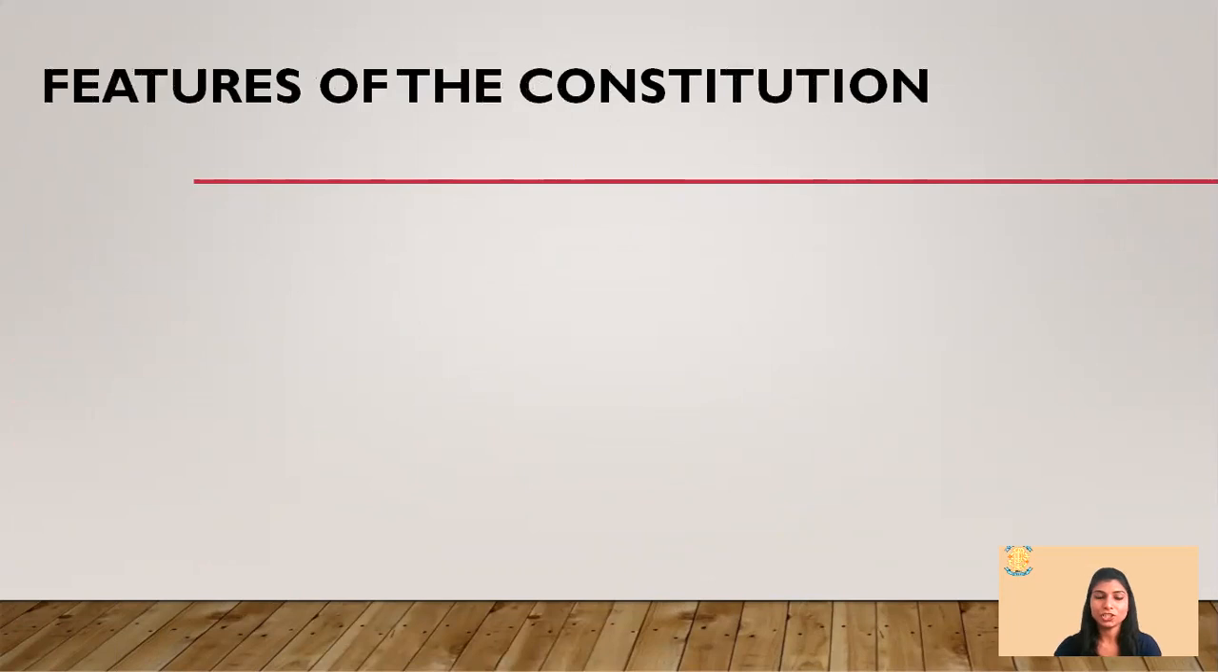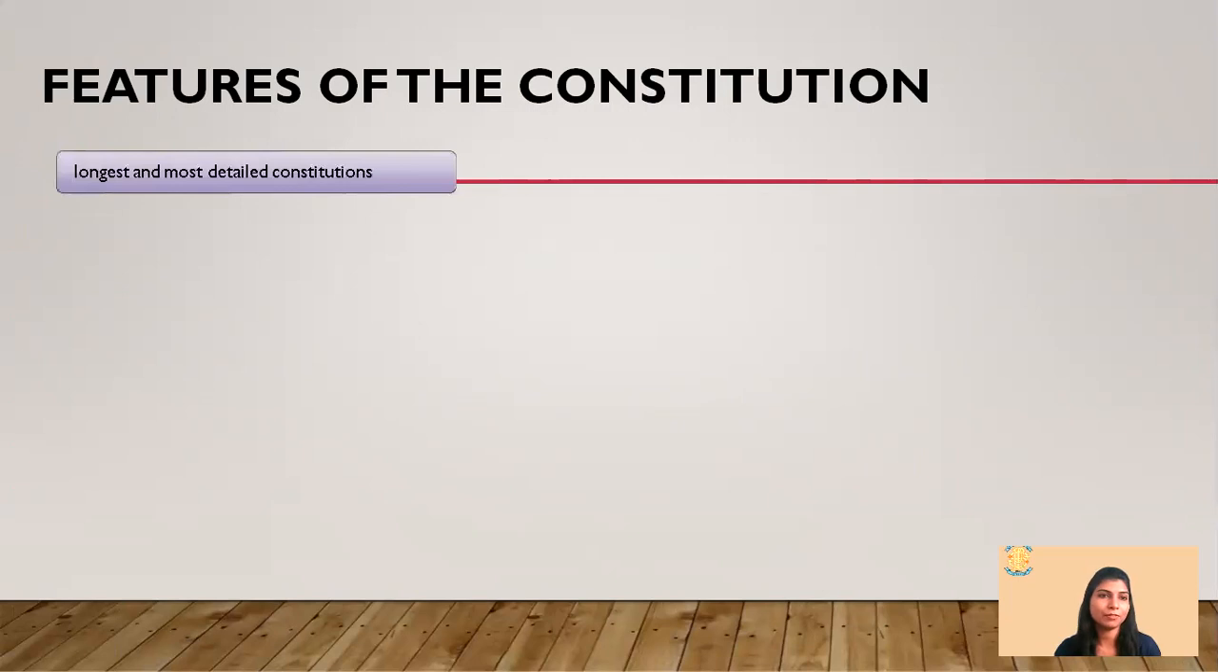Now, what are the features of the Indian constitution? With the help of features only, we come to know how strong that constitution or the book is. So the Indian constitution provides for a federal structure. What is meant by federal structure? Power is separated between the central government and the state government. So we'll see one by one.